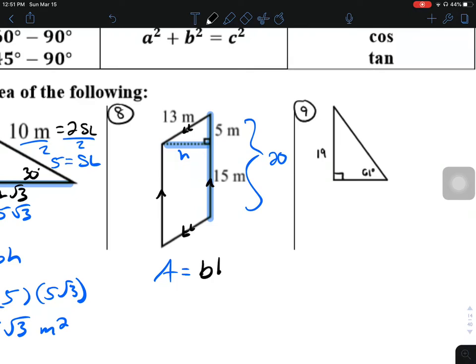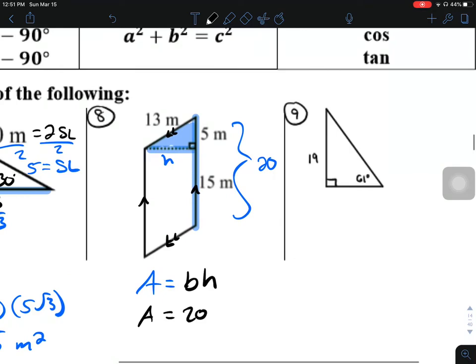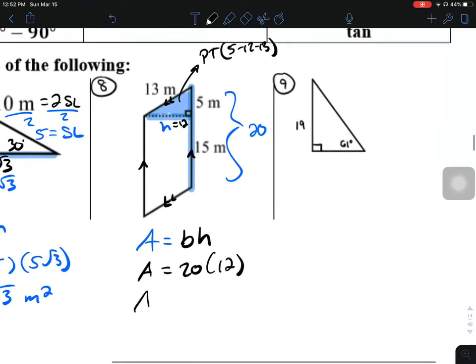Area is base times height. We know the base is 20. Uh-oh, we don't know the height. If you look at this triangle right here, it's a right triangle. So you could use the Pythagorean theorem for this, or if you recognize it's a Pythagorean triple, this is a 5, 12, 13 right triangle, which makes the height 12. If you don't know your Pythagorean triples, it's fine. It's not required that you know them.